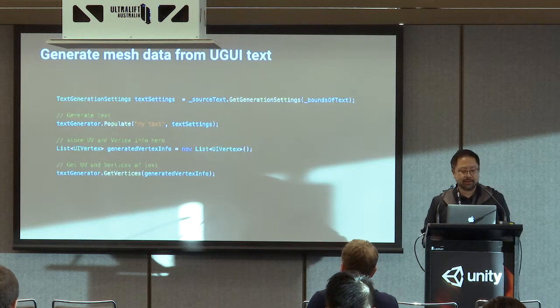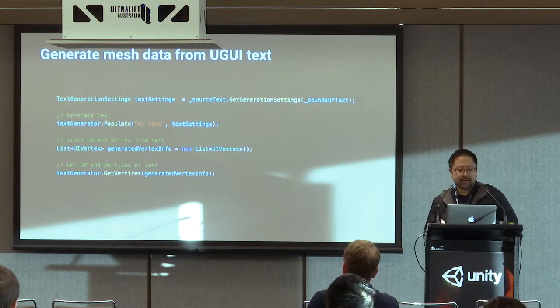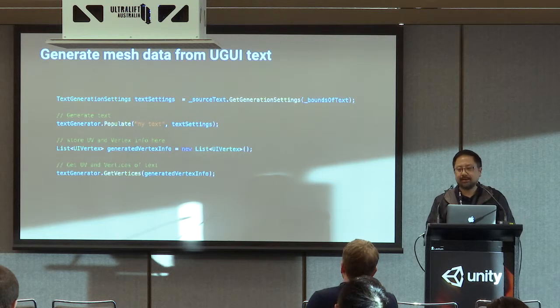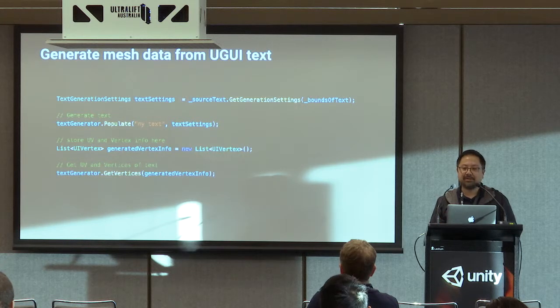So here's some code right here. Source text right there is just Unity text, and bounds of the text is kind of the bounding box you want to render the text in. So what will happen is you just call that function get generation settings, and that will return a settings file. And you pass that into your generator along with what text you want to render. So what happens, it generates all the UVs and vertices, and you can use get vertices.